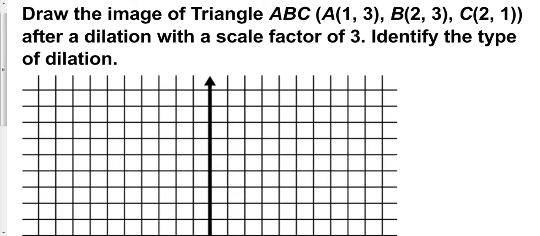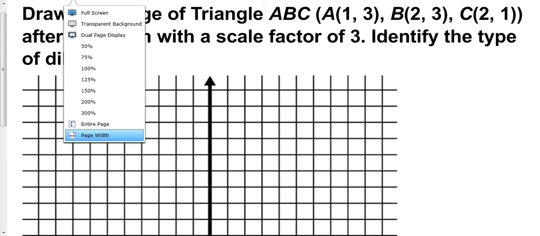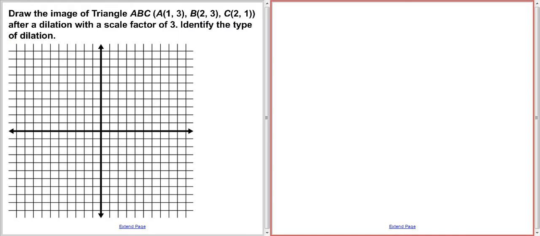We're going to draw this triangle, and then draw its dilation with a scale factor of 3. So we can draw the image and the dilation, I think that would probably be the easiest way. So I'm going to draw this image right here. A is 1, 3. We kind of already did this in the warm-up. B is 2, 3. C is 2, 1. So that's this figure right here.